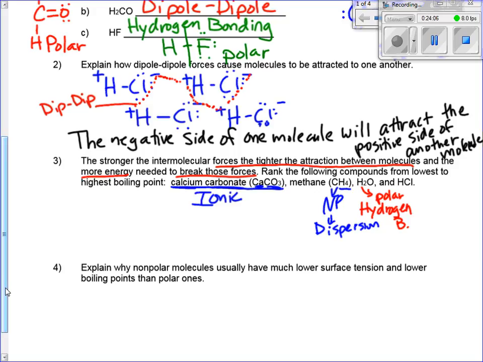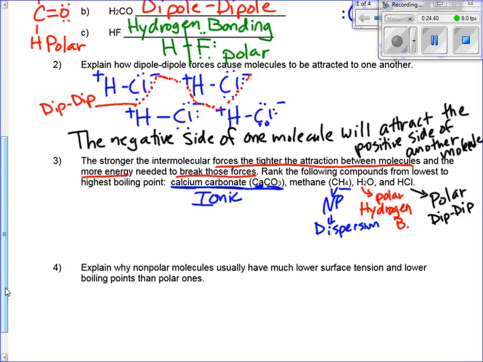Last but not least over here, we talked about HCl. We talked about it being what type of molecule? It's polar. Now, does it have H-bond? Does it have bond with H? No, it's not hydrogen bonding because the H is not with F, O, or N. So this one would just be what? What kind of force? Dip-dip, dipole-dipole. So now we have them identified. We have ionic, we have dispersion, we have hydrogen bonding, and dipole-dipole.